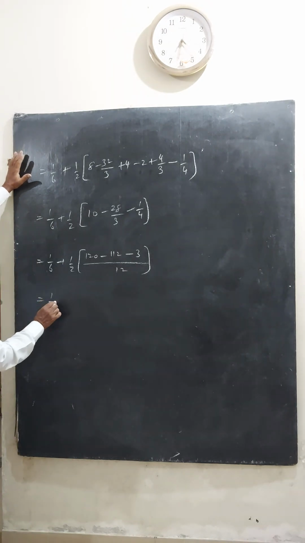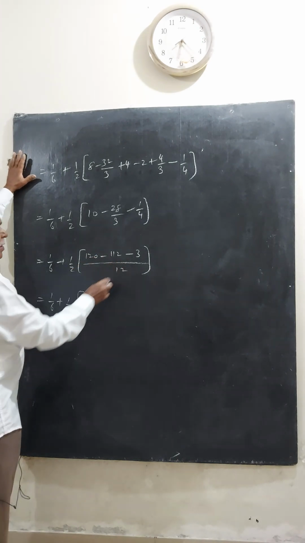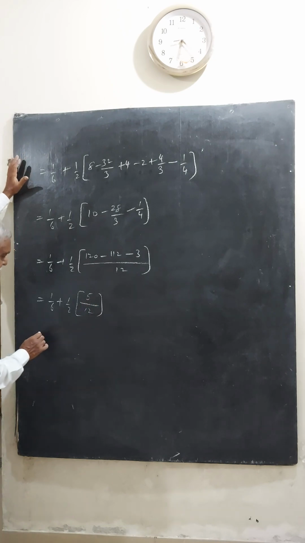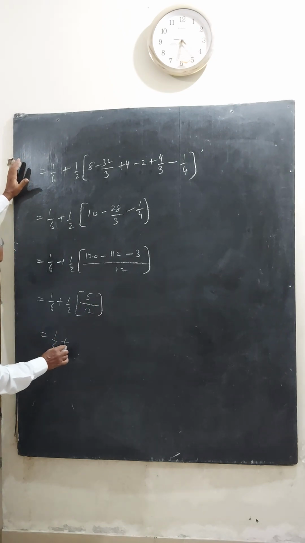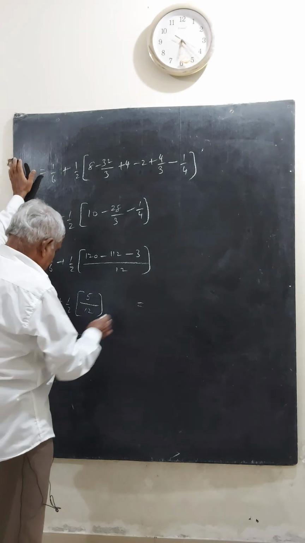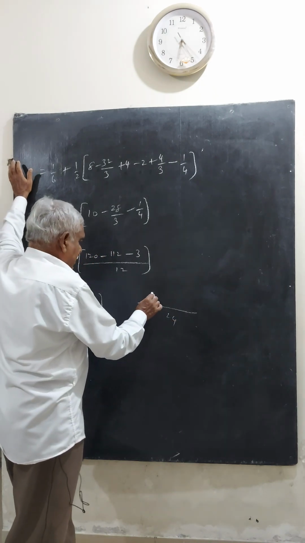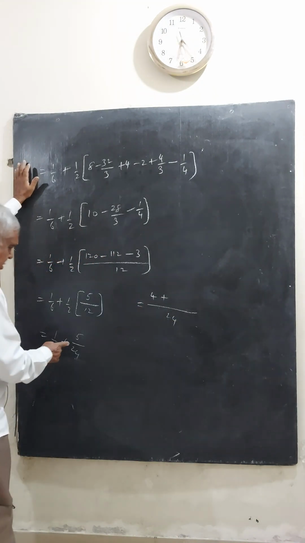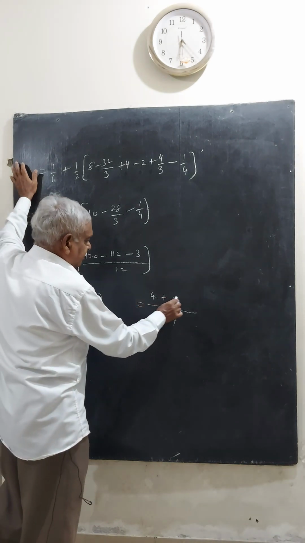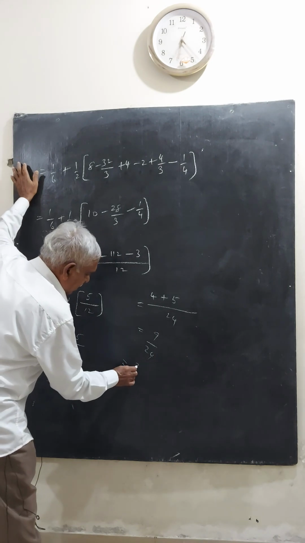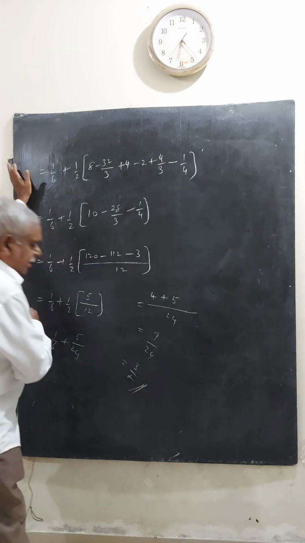Minus 3, equal to 1 by 6 plus 1 by 2. 120 minus 115 equal to 5 by 12, equal to 1 by 6 plus 5 by 24. 24 is the LCM. 4 plus 5 equal to 9 by 24. 3 by 8 is the answer.